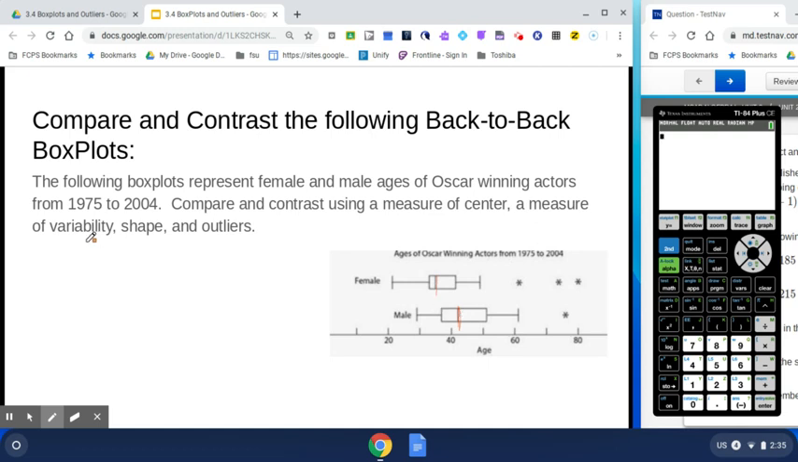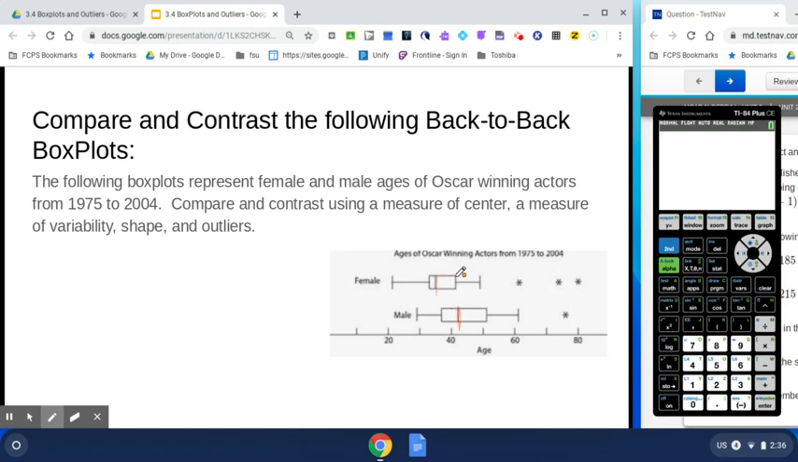Measure of variability, an easy measure of variability is to use the IQR. It's the difference between the quartiles. So it's basically the width of the box. So we see that females are less variable because their box is smaller than the males.